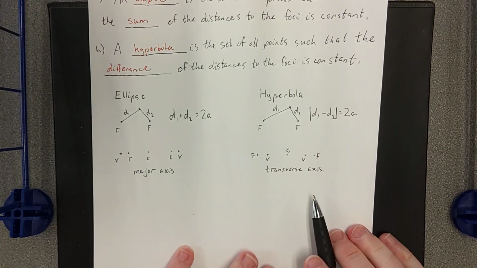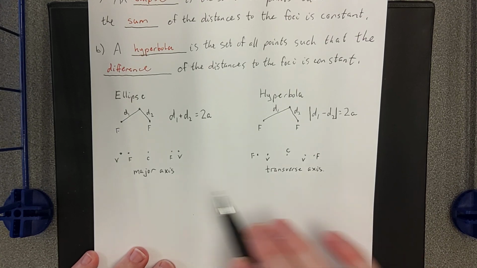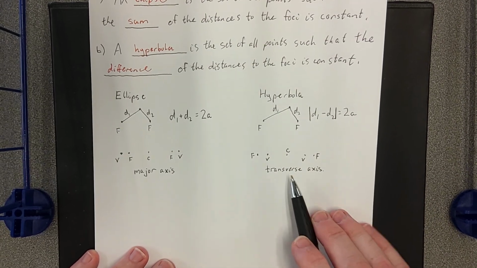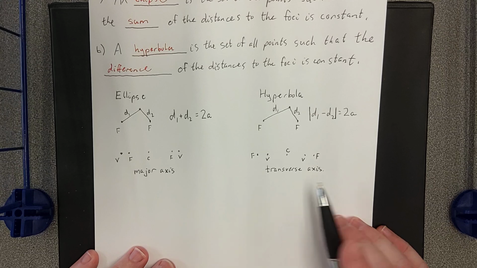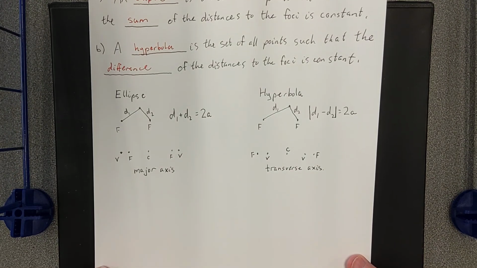And I tell my students this all the time. If you have the audacity to slip up and refer to the transverse axis as the major axis, then yeah, that's pretty normal, and we make that mistake a lot, so don't worry about it. Additionally, we have some distances associated with these.